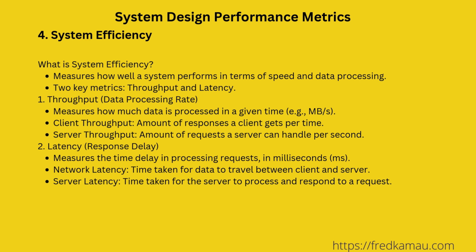There are two types of throughput: client throughput and server throughput. Client throughput is the amount of responses a client can get per unit time, and server throughput is the amount of requests a server can process per unit time. Latency is a measure of delay, which is measured in milliseconds. There are two types of latency: network latency and server latency. Network latency is the time taken for data to travel between a client and the server, whereas server latency is the time taken for the server to process and respond to a request.